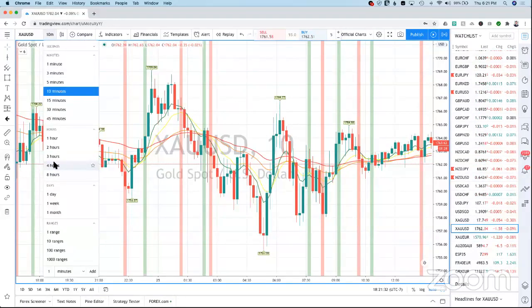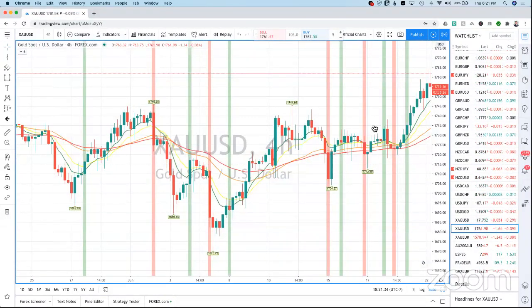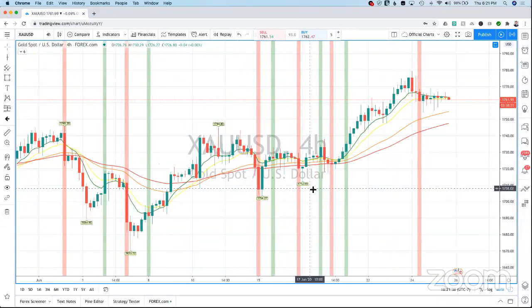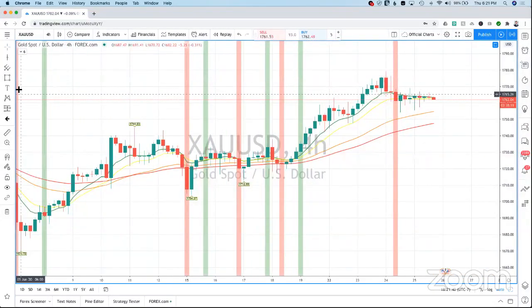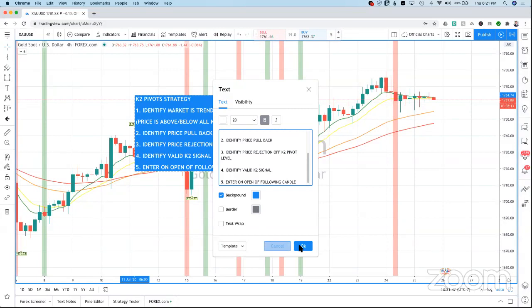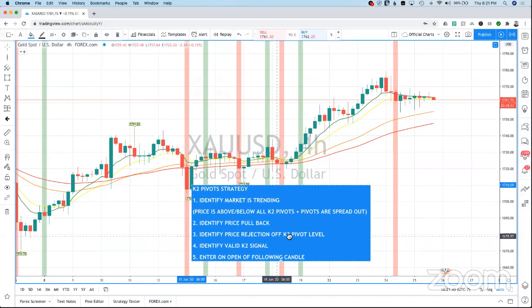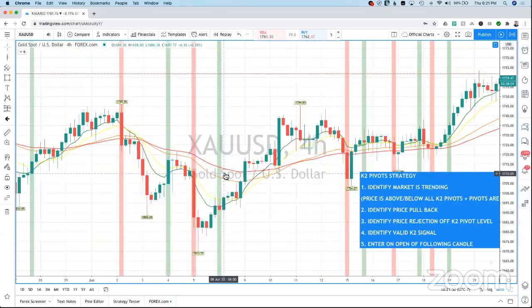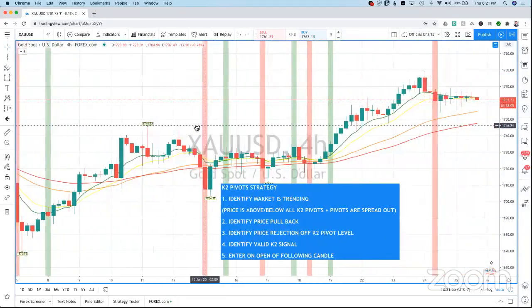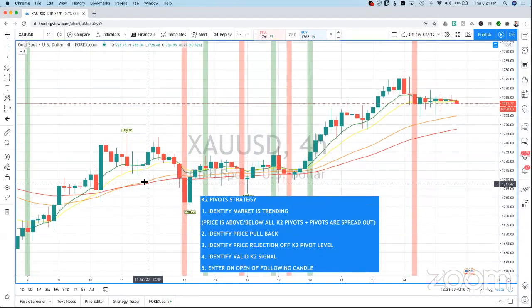All right, so we'll go on gold on the higher time frames first. So pretty much right here. So let me go back to the same requirements, guys. All right, so right here, price didn't start trending till right here because they started to spread out.